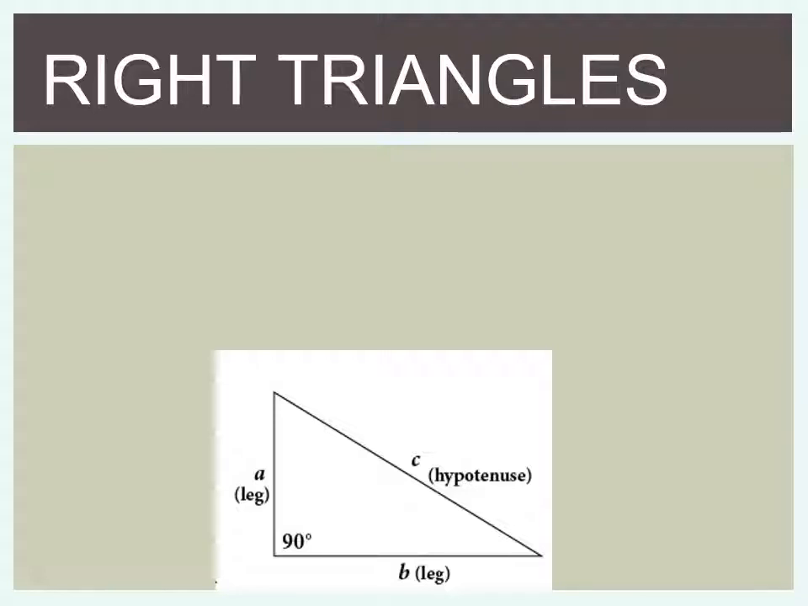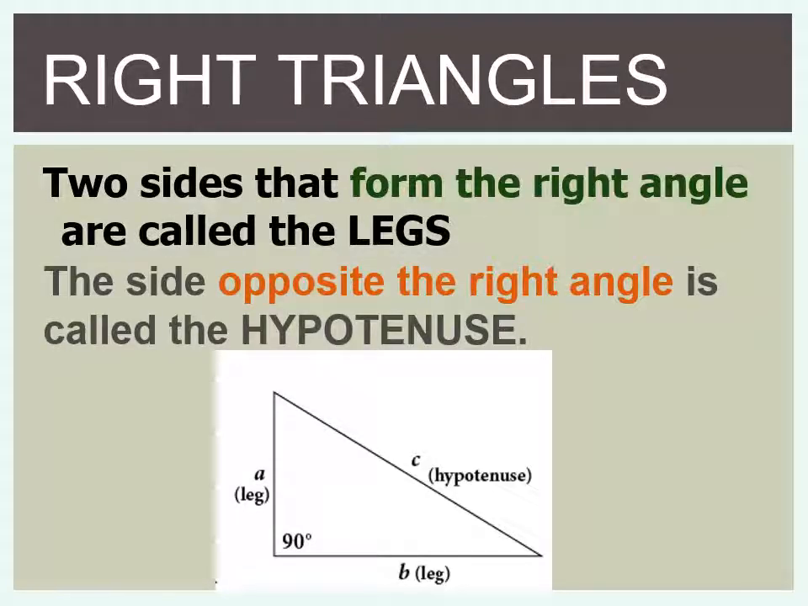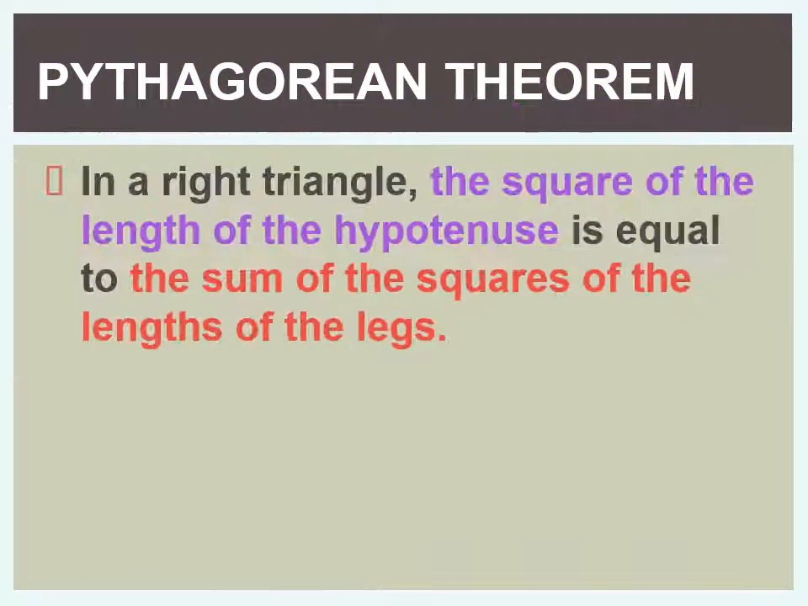On a right triangle, the two sides that form the right angle, this guy down here, are called the legs. So on our triangle on the bottom, we've got leg A and leg B. The side opposite the right angle out here is the hypotenuse. Our Pythagorean theorem says that in a right triangle, the square of the length of the hypotenuse is equal to the sum of the squares of the lengths of the legs. What in the world are they talking about?